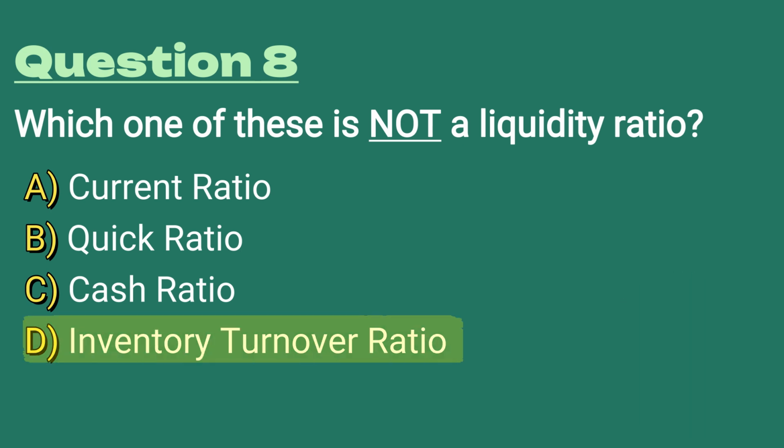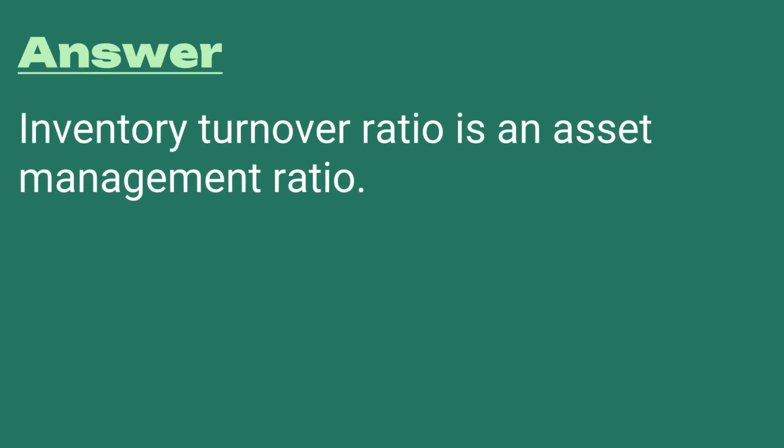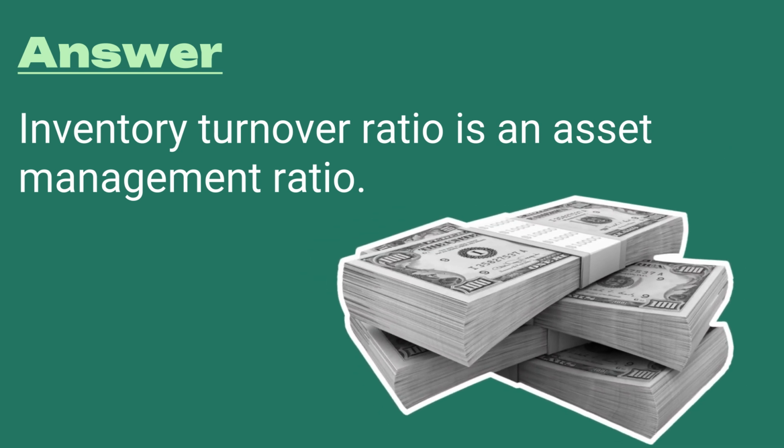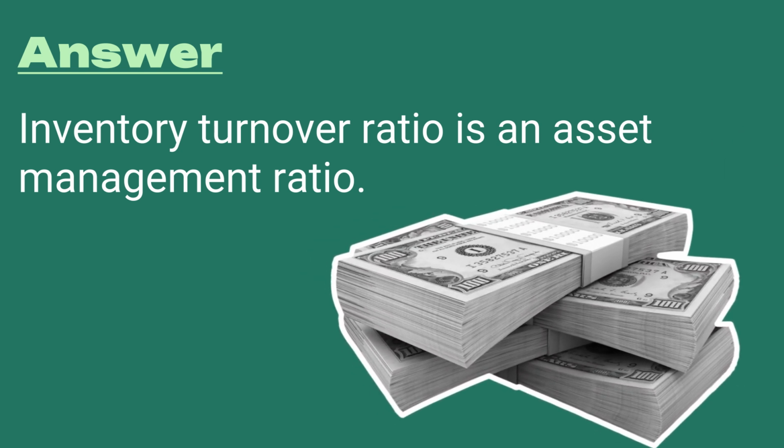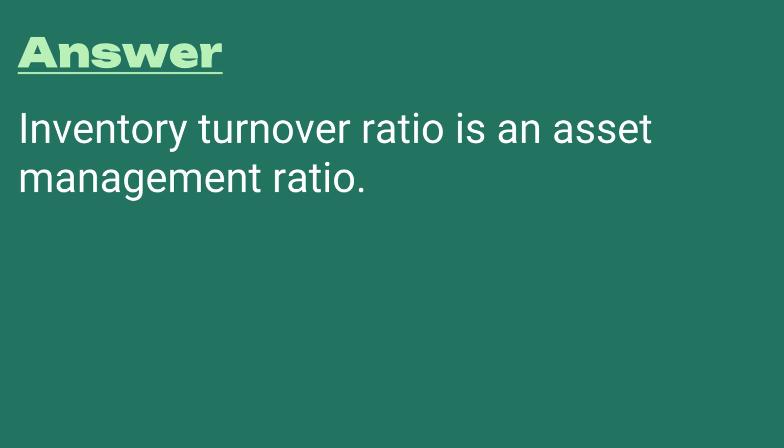The answer is D, the inventory turnover ratio. That is not a liquidity ratio. That is an asset management ratio. Current, quick, and cash, that is going to be looking at your current assets and how much cash and how much current liabilities you have on your balance sheet. Those are going to be your liquidity ratios.